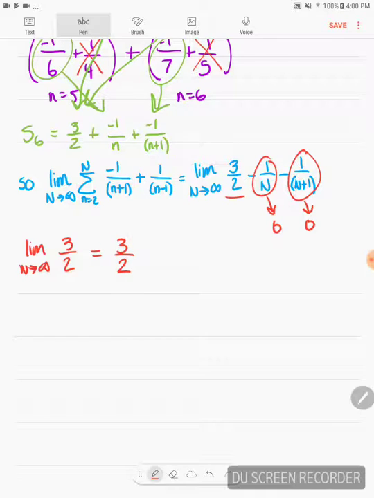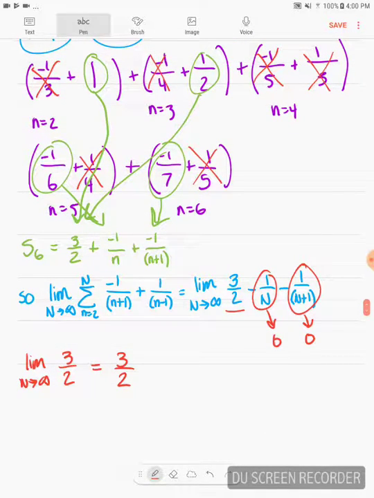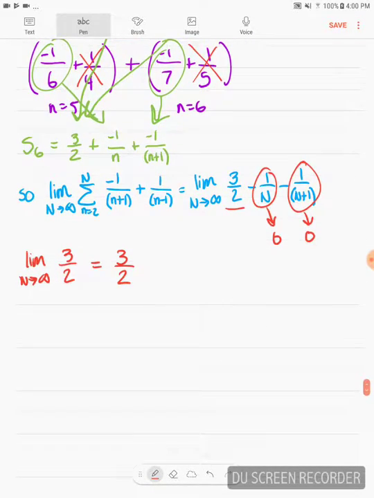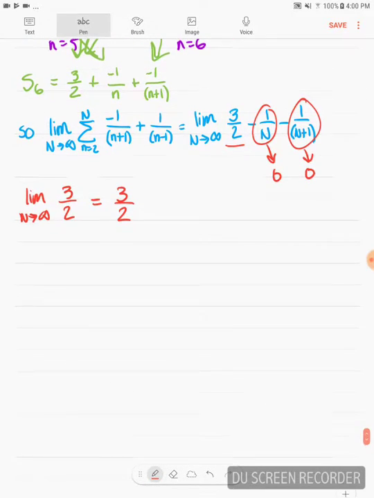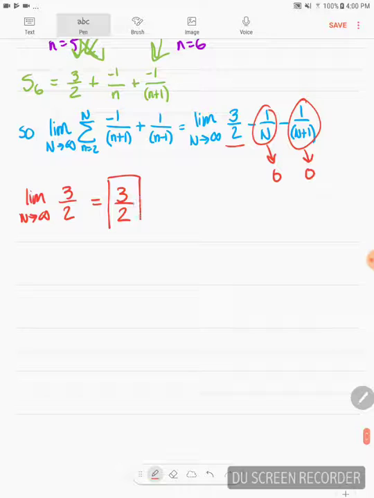And so for any partial sum that is bigger than n equals 3, we're going to have this pattern of 3/2. And since we're taking the limit to infinity, we're not really worried about the smaller numbers anyway, as I said before. So the answer is 3/2.